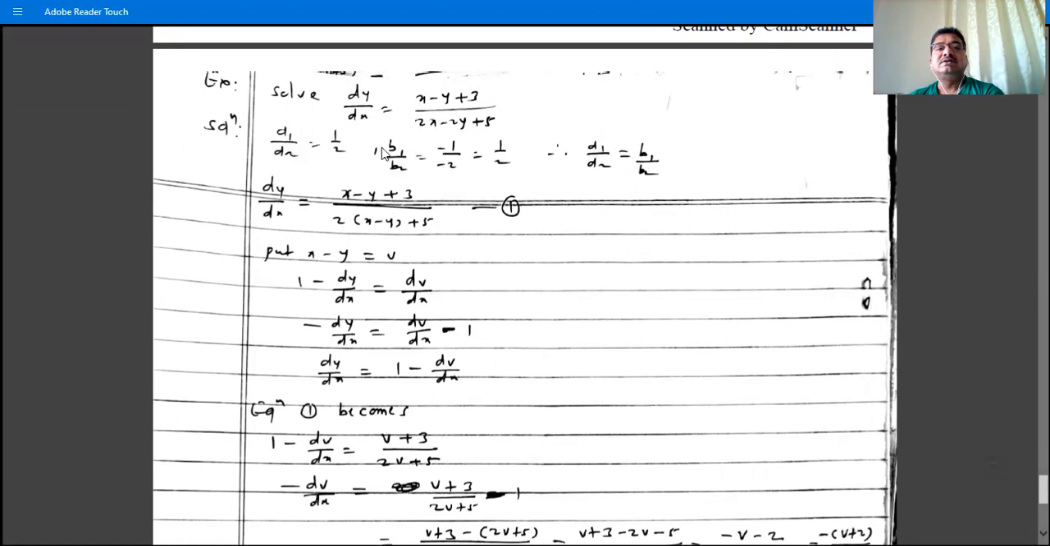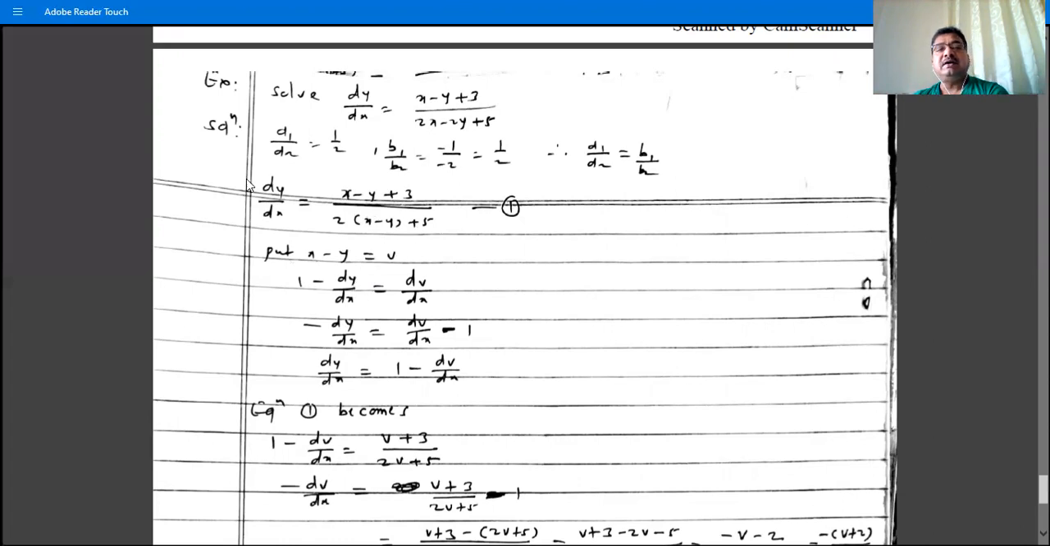Then consider the given differential equation, dy by dx is equal to, take 2 common from the first two terms of the denominator. So we have in bracket x minus y, and then substitute x minus y as v, because if you observe numerator and denominator, this x minus y is common in the numerator and denominator. So substitute x minus y as v.